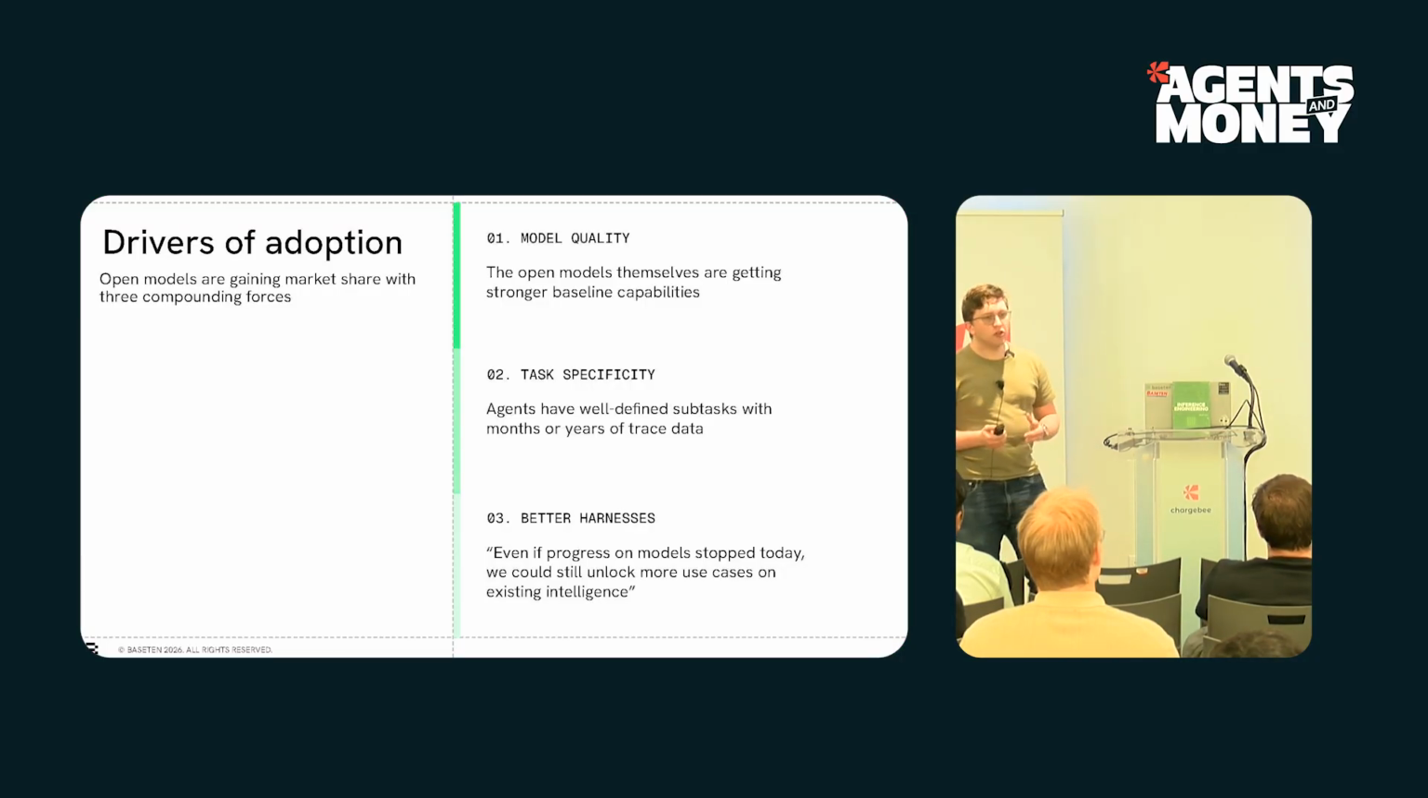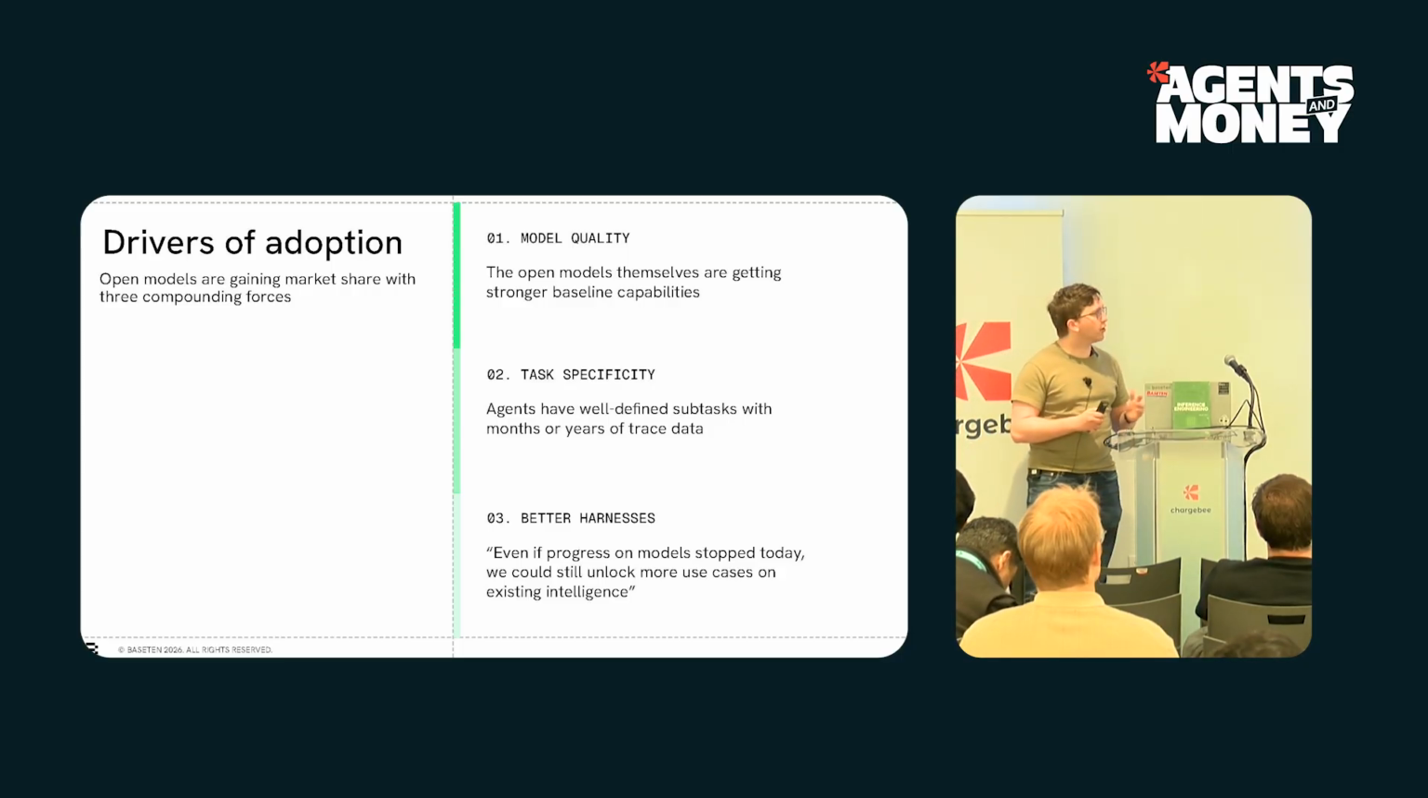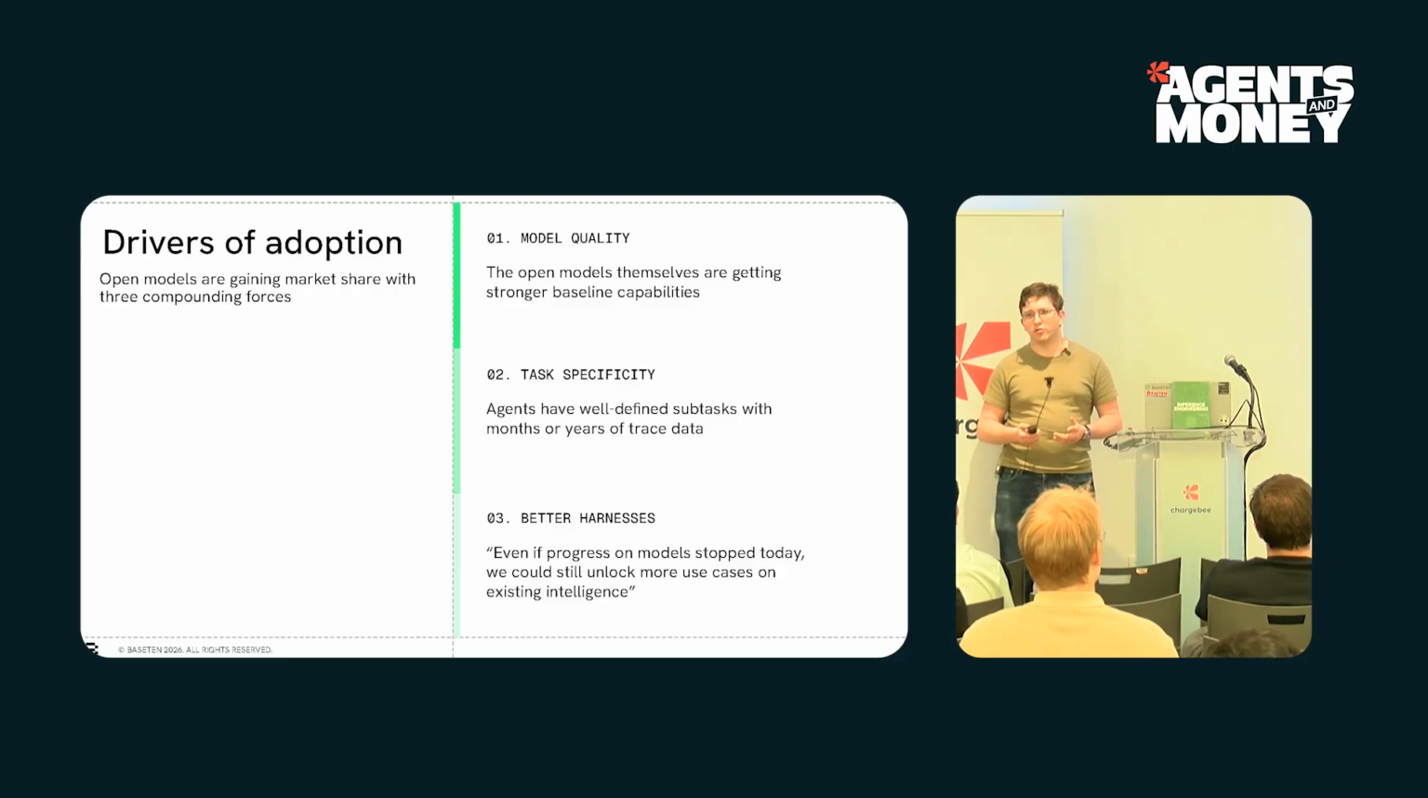Let's talk about open models for a minute. There have been a few different drivers of adoption among open models in agents. And one driver is that the models themselves are getting better. The baseline capabilities are stronger than they've ever been, like we just saw. But it's not just that the models are finally not dumb. It's also that the tasks that we're asking of our models, both closed and open, have gotten much more specific.